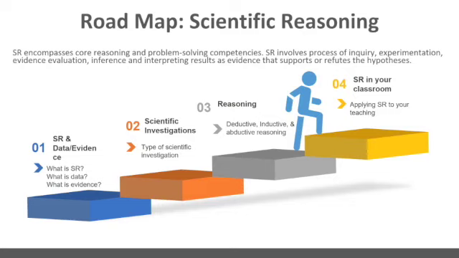The module uses the roadmap to guide your learning experience. The third module focuses on the type of reasoning process, which is an important component of scientific reasoning. Scientific investigation involves the process of inquiry, experimentation, evidence evaluation, inference, and interpreting results that support or refute the hypothesis. In this module, we will focus on inductive, deductive, and abductive reasoning.